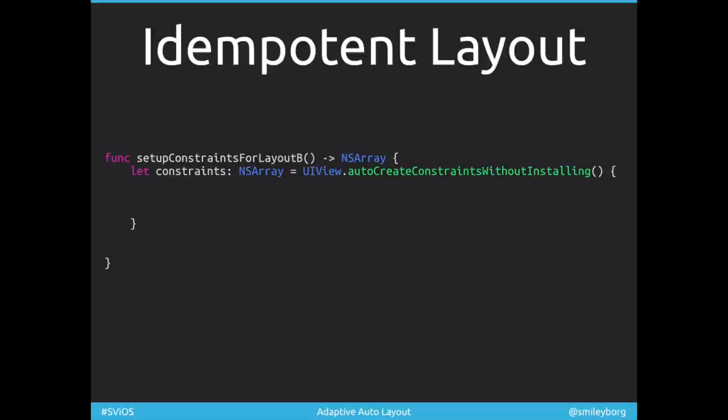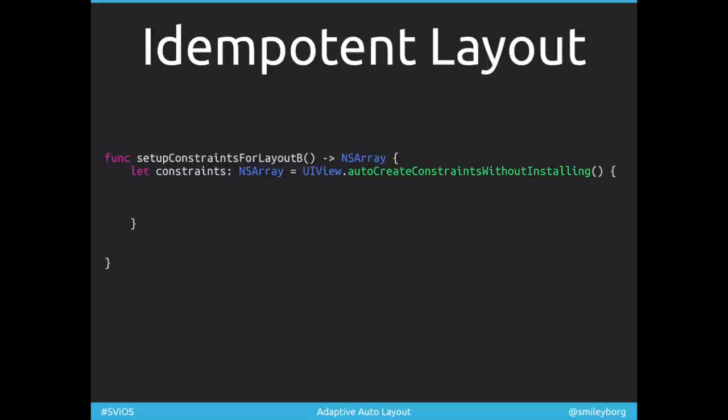Again, this is now using PureLayout. So what do we do here? Our goal is to return an array of the constraints that we actually created and installed as part of activating this layout. So we're going to use a newer API that's part of PureLayout, called autoCreateConstraintsWithoutInstalling. It's kind of verbose, so it should hopefully explain what it's going to do. But one thing you might not realize is that it's going to automatically capture any constraints that I create within the scope of this closure, and it's going to automatically return those.